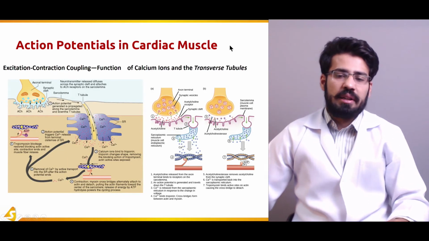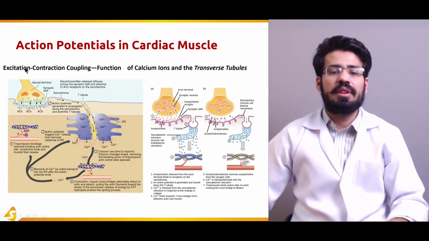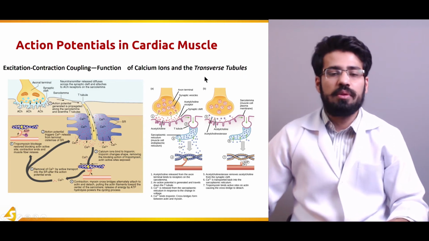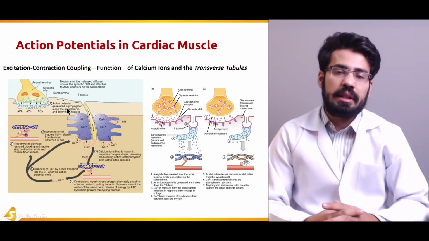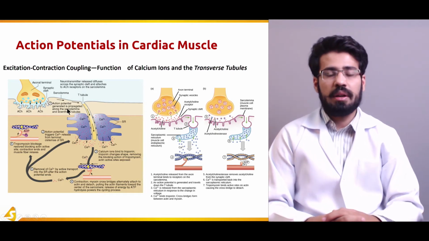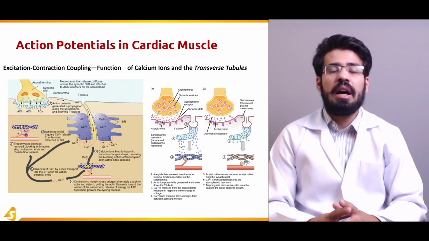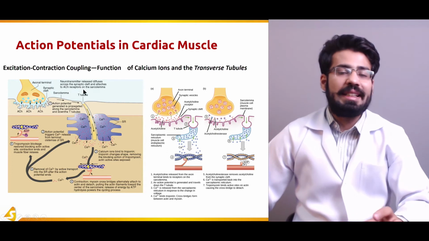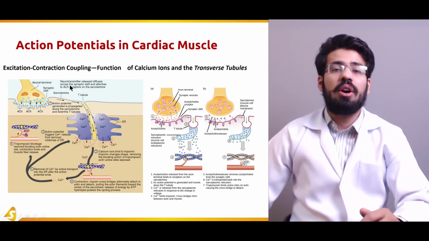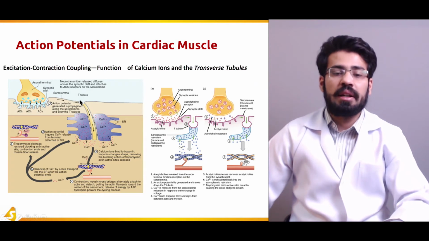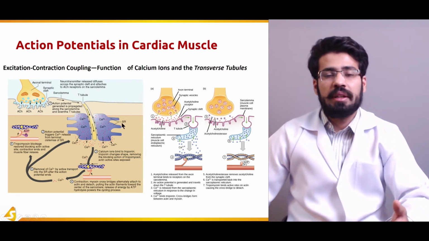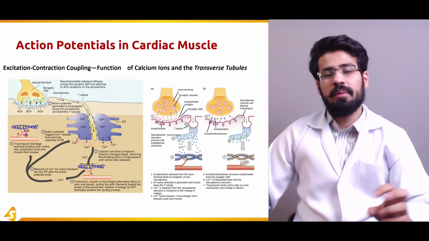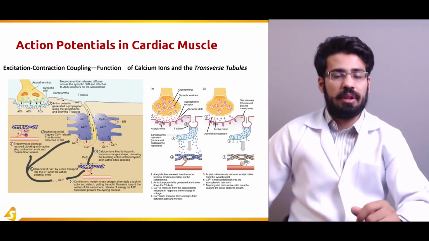Now, for the action potential in the cardiac muscles, we are going to discuss the excitation-contraction coupling function of the calcium ions and the transverse tubules, also known as the T tubules. We will discuss in detail how this whole muscle contraction occurs when we discuss the anatomy and physiology of the skeletal muscles. Now, the focus of these two figures is primarily on the release of the calcium signals. These two diagrams explain the excitatory signals, when the calcium ions are released from the sarcoplasmic reticulum and bind to the actin-myosin head to perform the contraction.